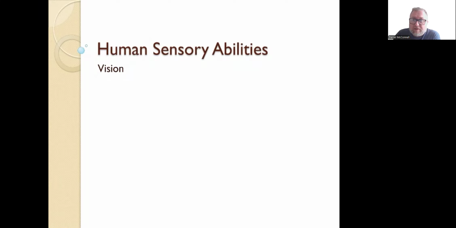There's the upper division sensation and perception course. So we're going to do the sensory stuff first. We're going to review human sensory abilities, as noted here on the title slide. And then we'll move into motor stuff, and then we'll move into cognitive stuff. But each of those courses could have an entire semester dedicated to them, and we're not going to do it at that level.